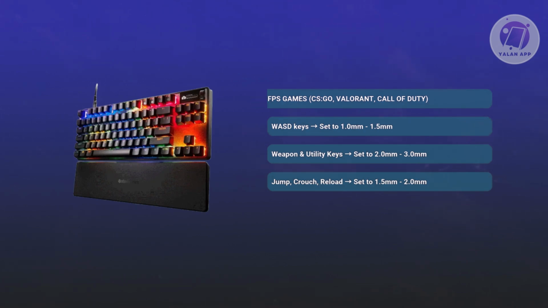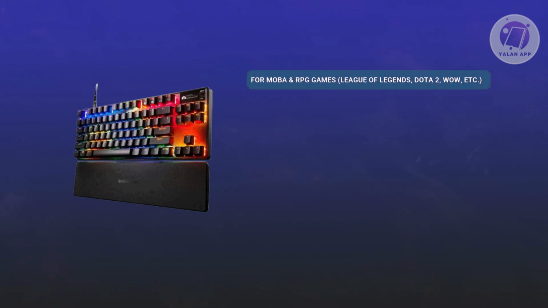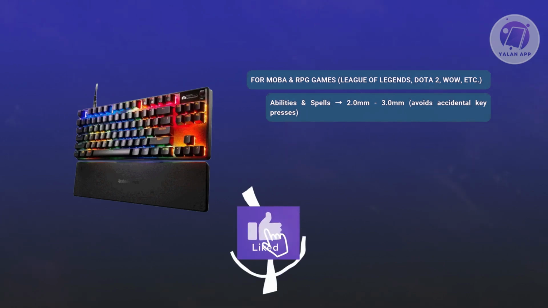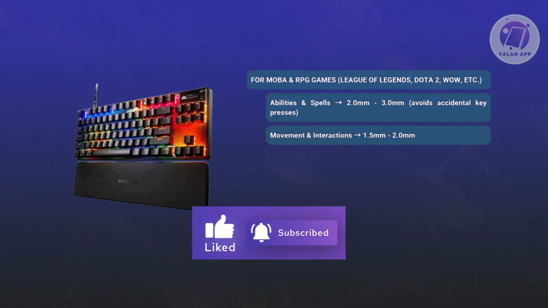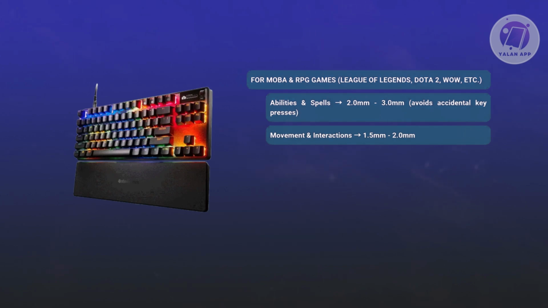Now, for MOBA and RPG games like League of Legends, Dota 2, or WoW, for spells and abilities, you might want to set this around 2.0mm to 3.0mm, to avoid accidental key presses. For movement and key interactions, 1.5mm to around 2.0mm. For Minecraft or casual gaming, you may want to set the movement and jumping around 1.5mm and inventory interactions around 2.0mm to 3.0mm.